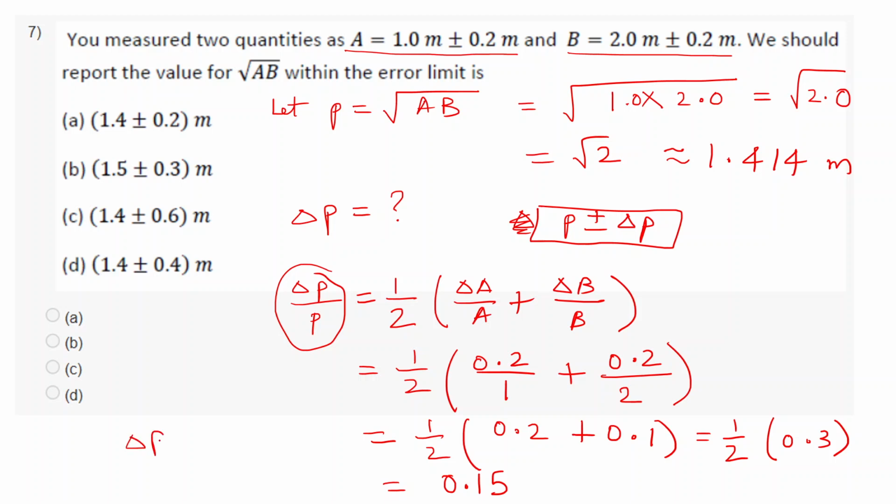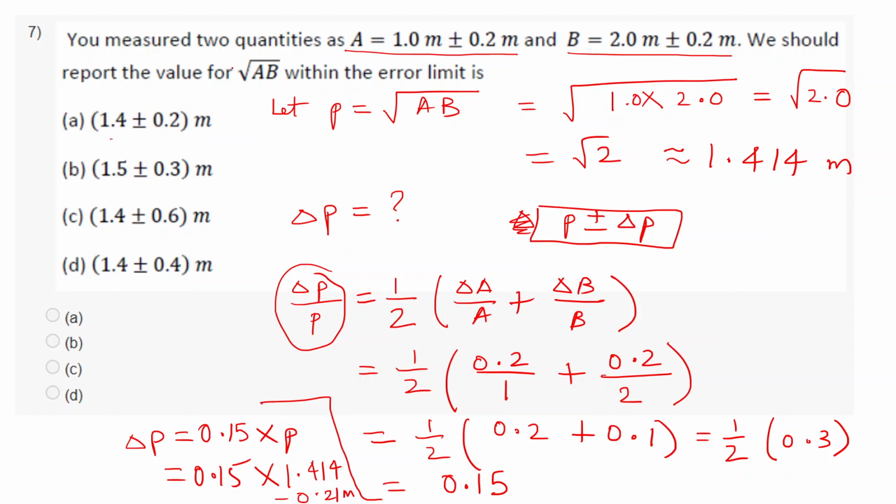So delta p by p is 0.15, so delta p will be 0.15 multiplied by p. So this will be 0.15 multiplied by p, and p is this root 2, 1.414, right? So this will be 0.21 meters.